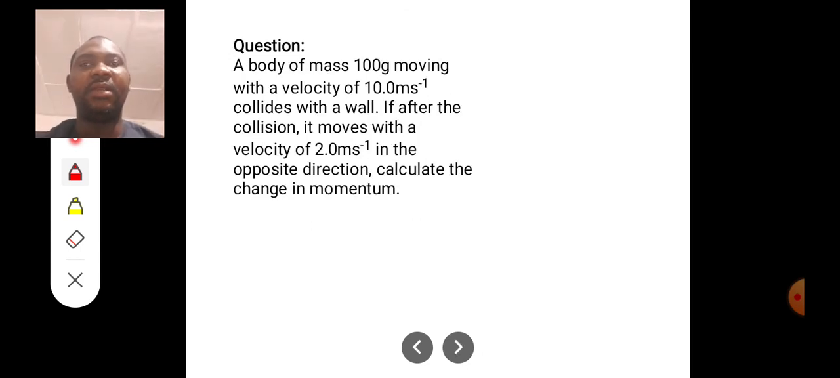Now look at another question here. This one says a body of mass 100 grams moving with a velocity of 10.0 meter per second collides with a wall. If after the collision it moves with a velocity of 2.0 meter per second, after the collision the velocity reduced in the opposite direction, calculate the change in momentum.